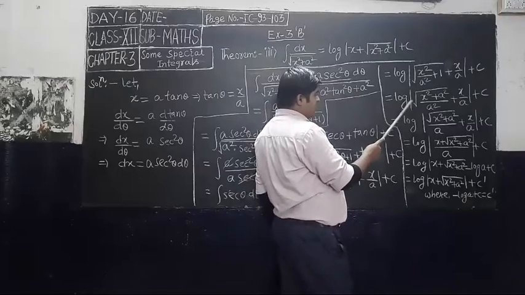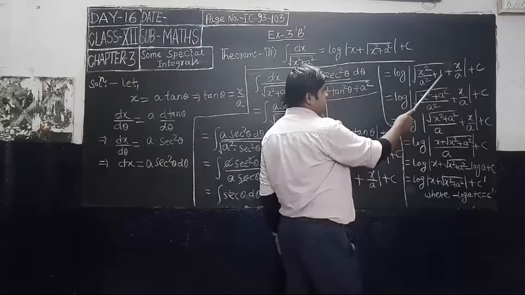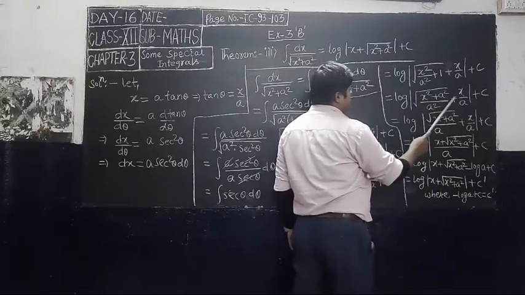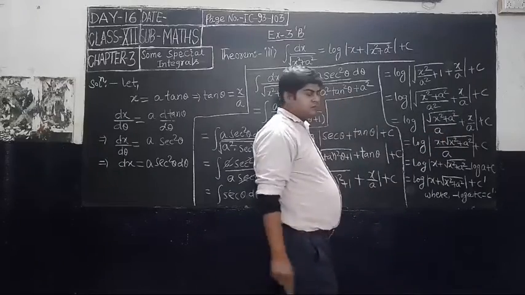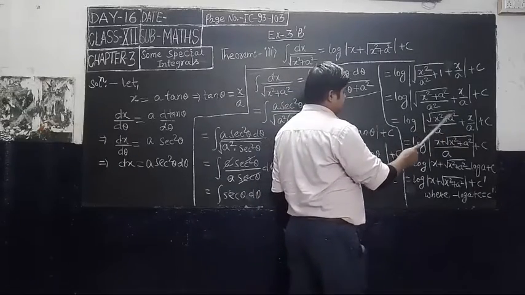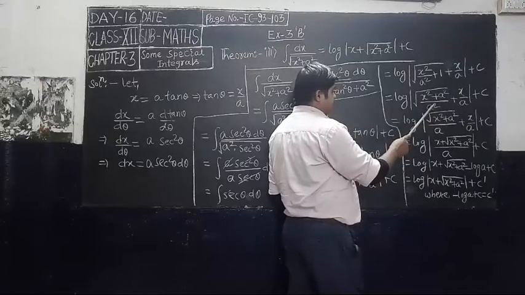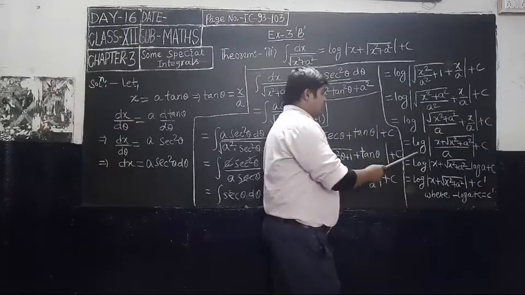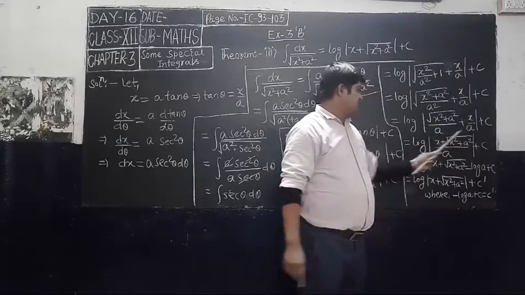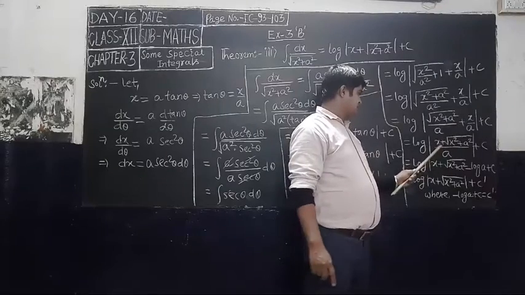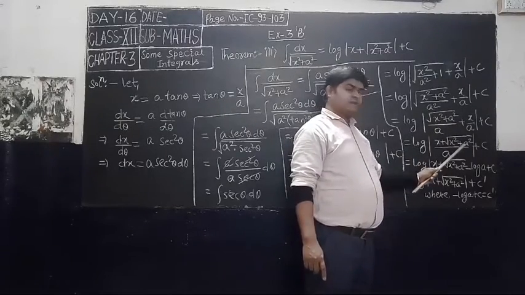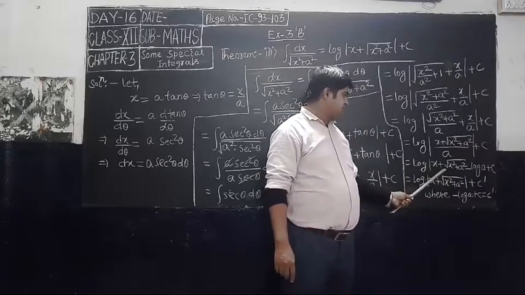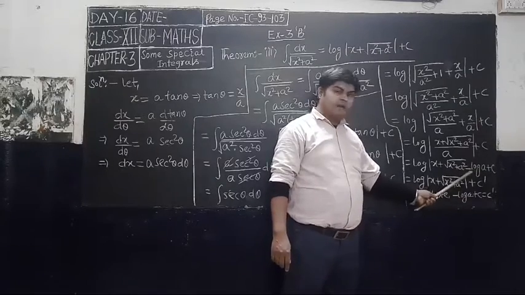Log mod under root x square by a square plus 1, you will take a square as LCM, so it becomes x square plus a square by a square under root term plus x by a plus constant term. Now log under root x square plus a square by under root a square, it becomes a, plus x by a plus constant term. Log, you will take LCM a, so this becomes x plus under root x square plus a square, by a, plus constant term.